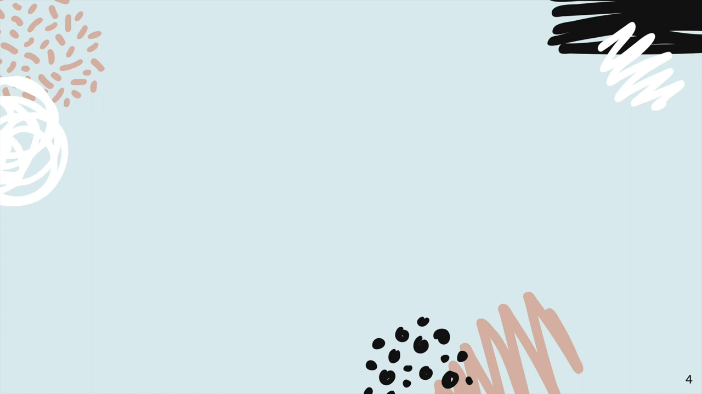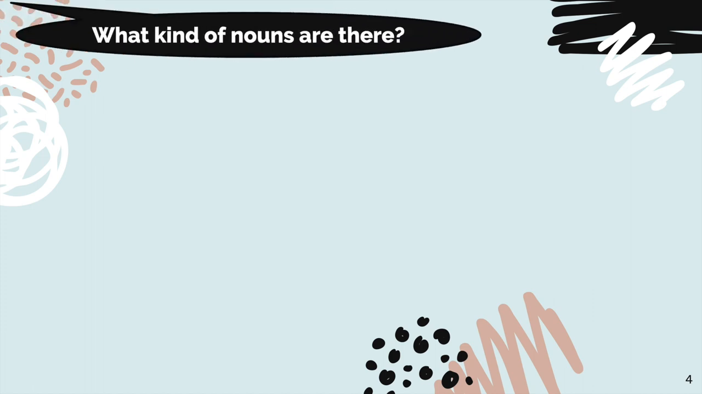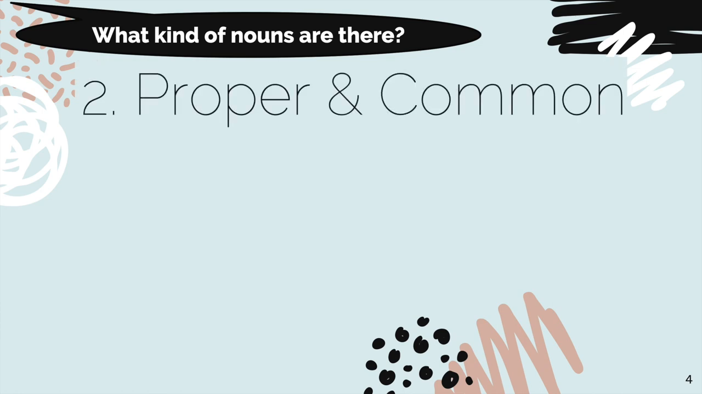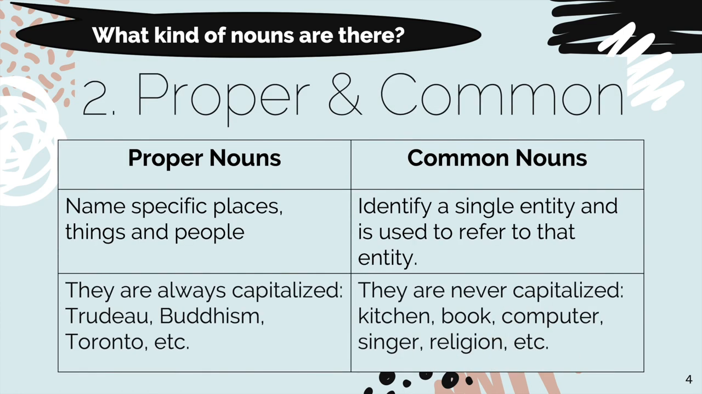Second question. What kind of nouns are there? Proper and common nouns. Proper nouns name specific places, things, and people. They're always capitalized, like Justin Trudeau, Buddhism, or Toronto, etc. Common nouns instead identify a single entity and are used to refer to that entity. Common nouns are never capitalized, like kitchen, book, computer, singer, religion, etc.